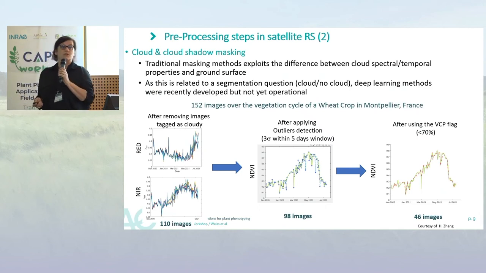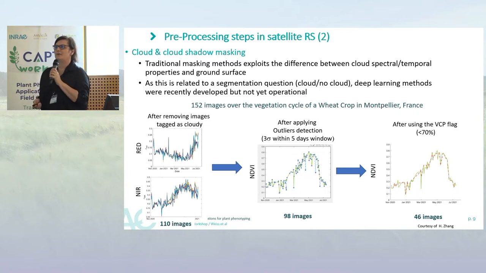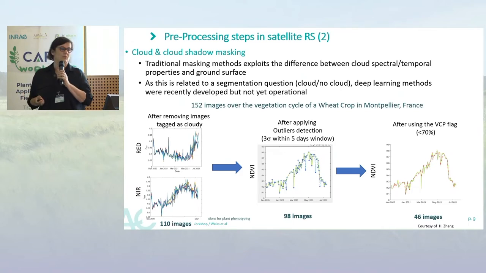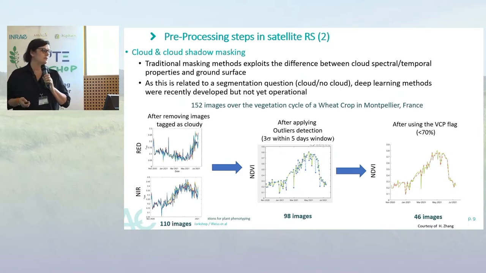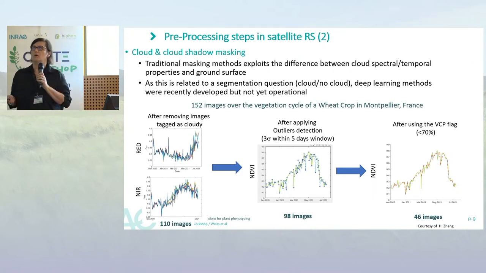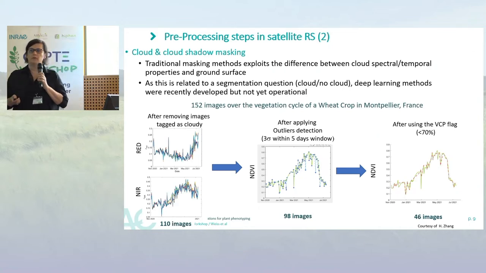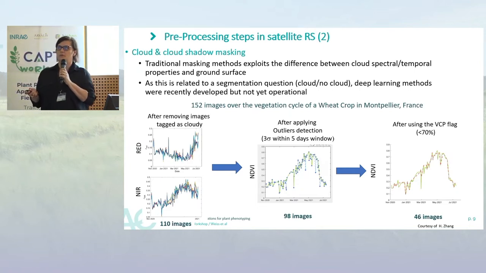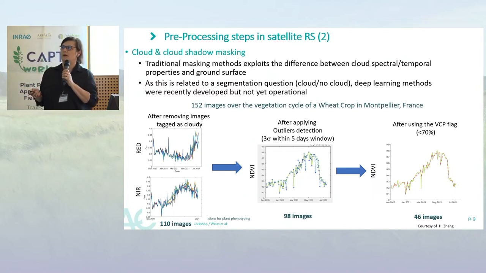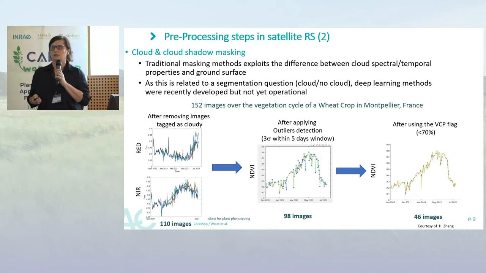The next step, which doesn't exist for ground or UAV acquisition data, is, of course, cloud and cloud shadow masking. There are traditional masking methods which are employed operationally and use the differences between the cloud temporal and spectral behaviors. Recently, some papers have shown that deep learning, because it is a segmentation problem, works quite well. It's not yet operational, but I think it's coming.